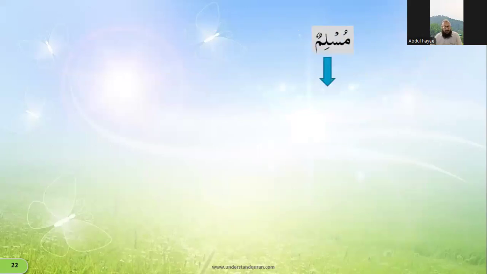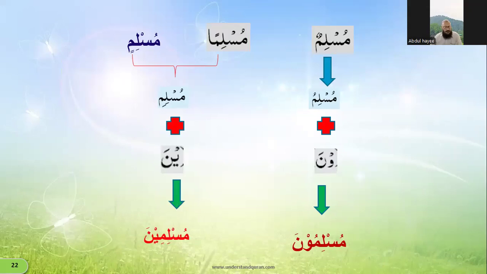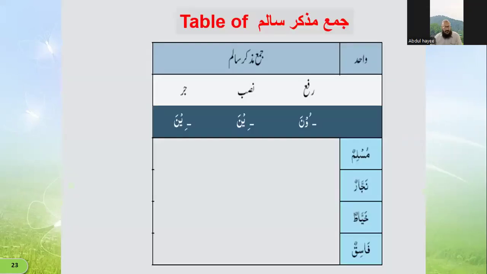For the feminine, look, this is the way. With the tanween of dhammatan, we add waw nun: muslimun. With fatatan and kasratan, we add ya nun: muslimina. Okay, let's practice the Jama Salim Muzakkar. From Muslimun, I will have Muslimuna, Muslimina.